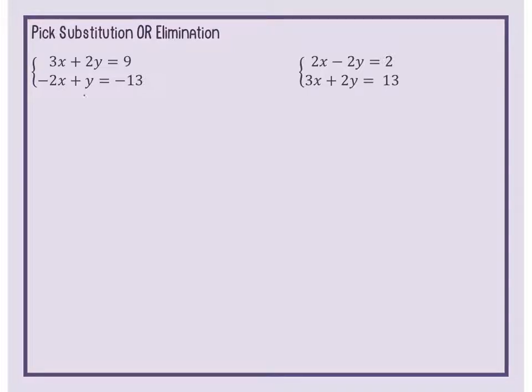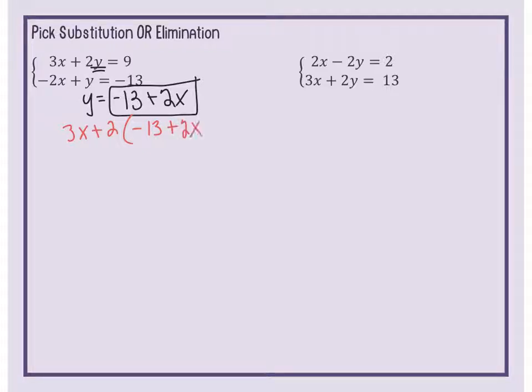So I'm going to go ahead and add 2x to both sides. I end up with negative 13 plus 2x. Okay. I'm going to take this and I'm going to plug it into this y, always making sure that when I substitute something in, I put parentheses around it. I need the parentheses because I need to distribute into my parentheses. I have 3x minus 26 plus 4x equals 9.